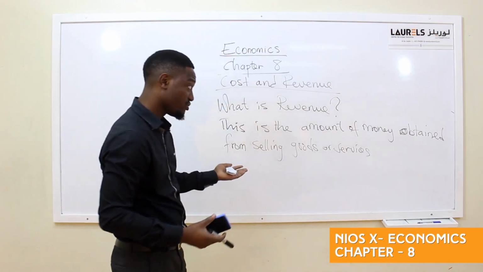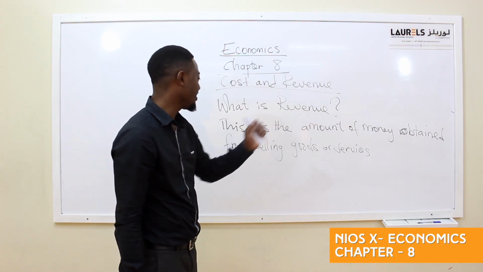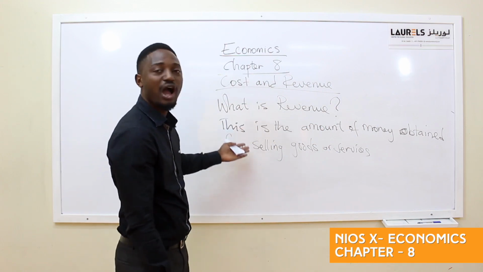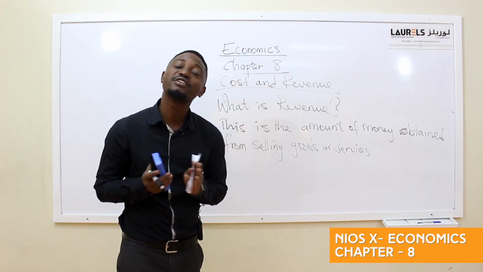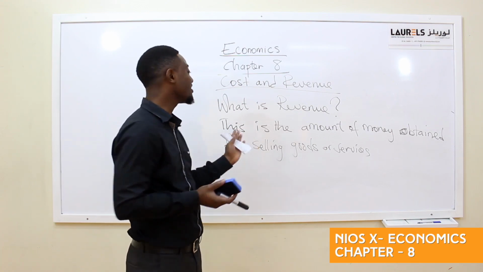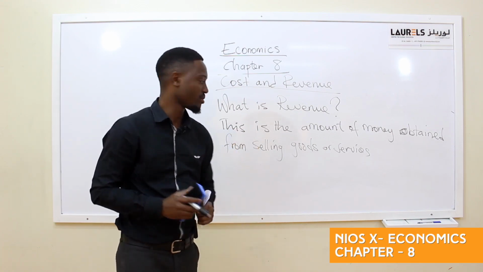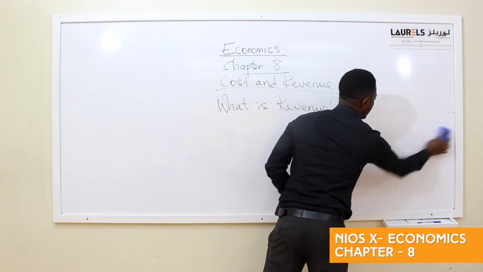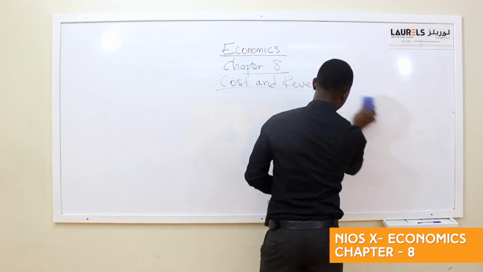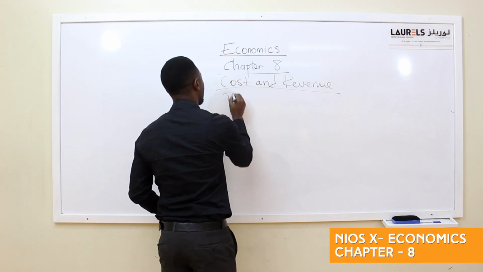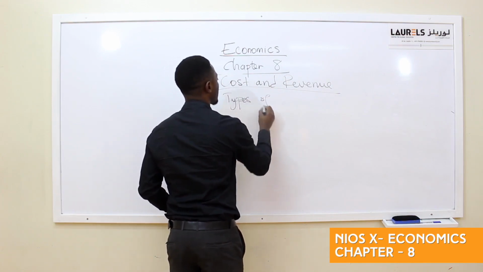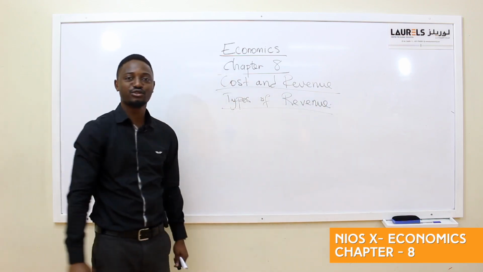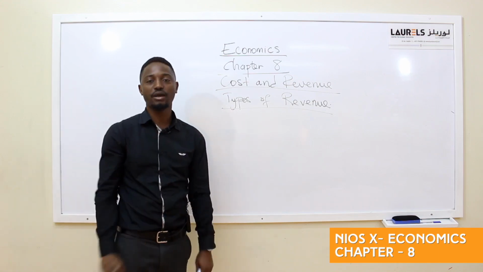So, revenue is the amount of money obtained from selling goods or services. Just like how we studied cost, we saw the different types of cost, we will also see the different types of revenue. Types of revenue. We would look at just two types of revenue.